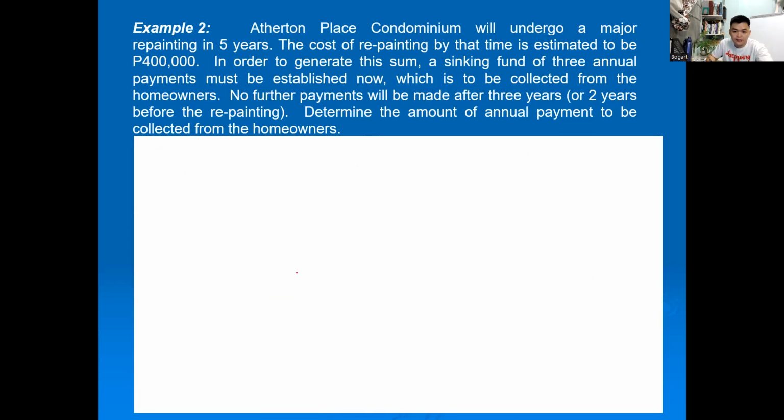Bungi-bungi no? Binigyan ka na ng 5 taon dito compared sa kanina, F16, no? So, i-drawing na natin agad yung ating cash flow diagram. Okay? Then, sabi daw, magkakaroon tayo ng sinking fund of 3 annual payments. That will be in 5 years. The condo will undergo a major repainting in 5. So, in the next 5 years.